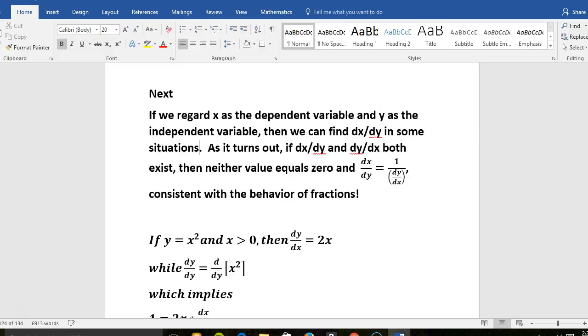I don't want to get too theoretical, but as it turns out, if dx by dy and dy by dx both exist, then neither one will equal 0, thankfully. And dx by dy, in the vein of fractions, will equal 1 over dy by dx, consistent with the behavior of fractions.